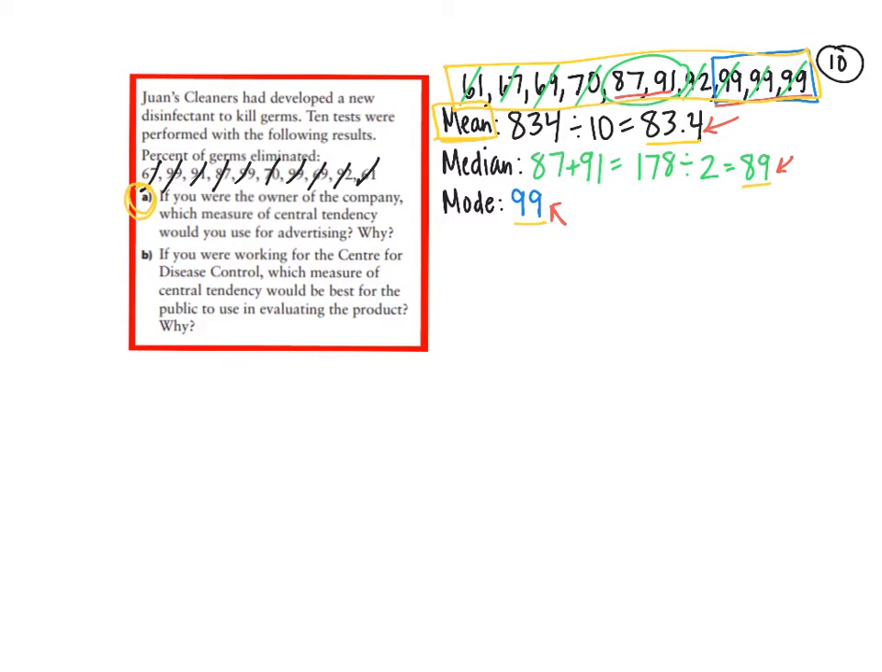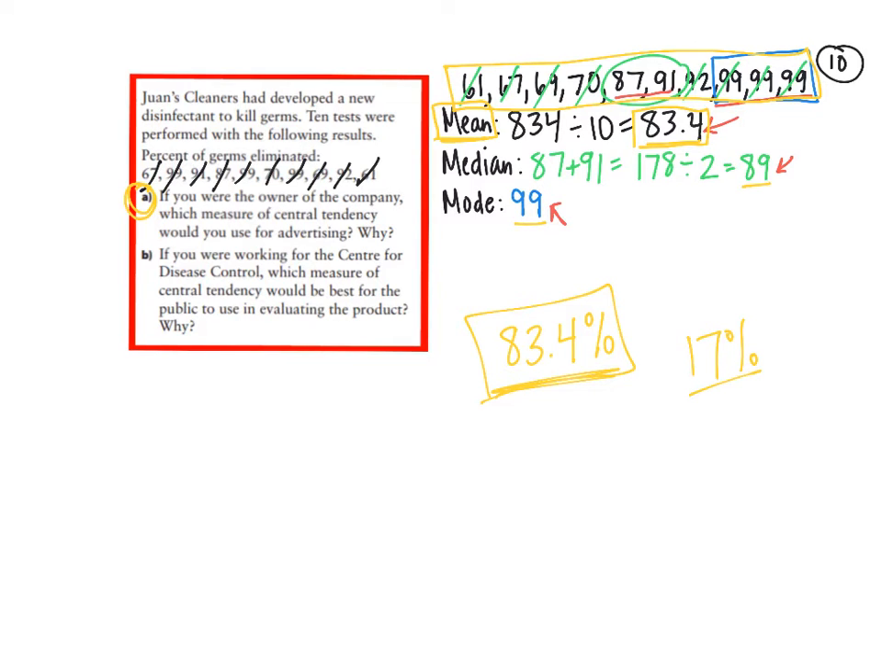Let's look at A here. If I were the owner of the company, which measure of center would I use for advertising? Now, we said that 83 and 4/10 was our best summary number, our best measure of center. If I was advertising my new disinfectant to kill germs and I said, hey guys, guess what? 83% of the time it works and it kills the germs. I mean, the other 17% of the time it doesn't. But hey, it's only 17%, right? And 83% of the time it does work. Do you think that people would be inclined and likely to buy it?